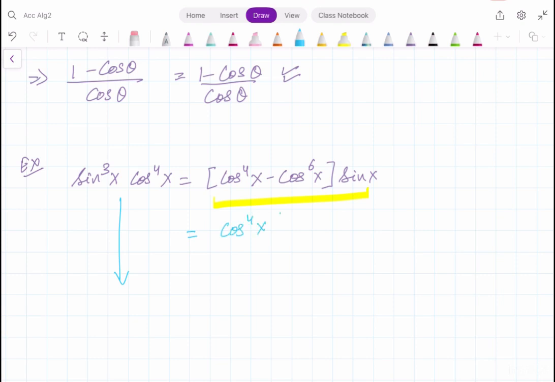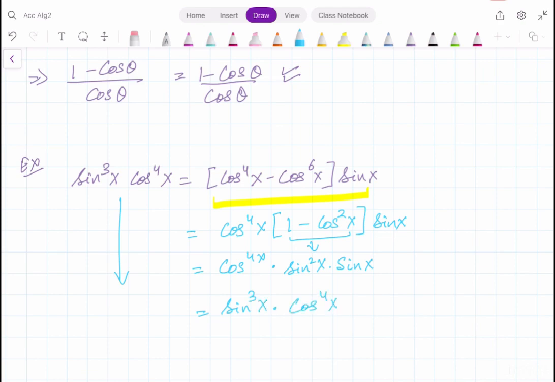So try to solve the expression that is a little bit longer. I can factor out cos to the power of 4x, and we are left with 1 minus cos squared x. And you know 1 minus cos squared x is nothing but sine squared x times sine x. Now we have sine squared x times sine x. Remember, when the terms are multiplied, their power adds up. So sine cubed x times cos 4x, that is the same as the left-hand side of the equation. And we were able to prove one more time.